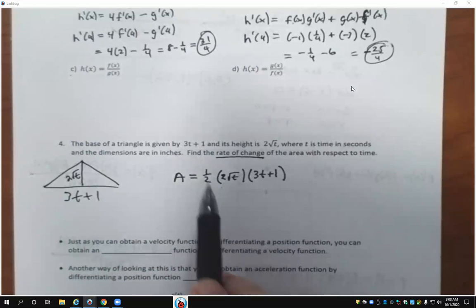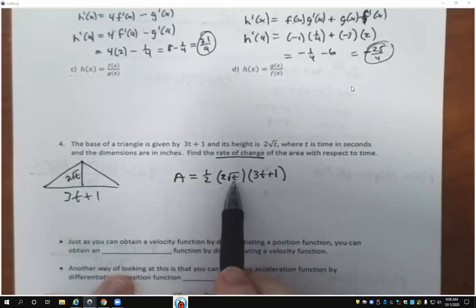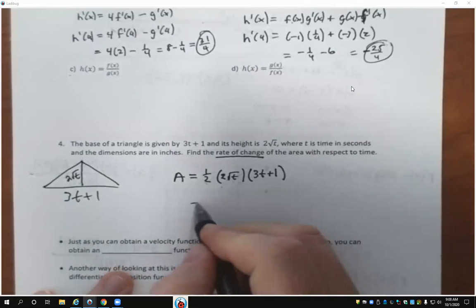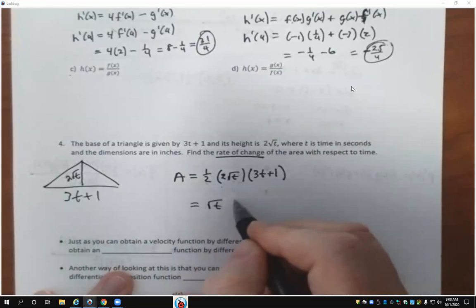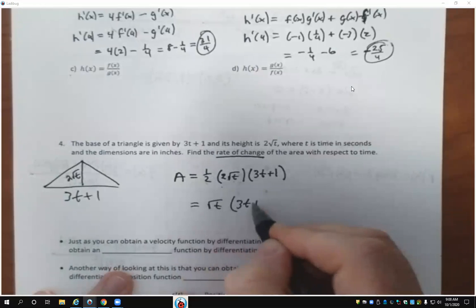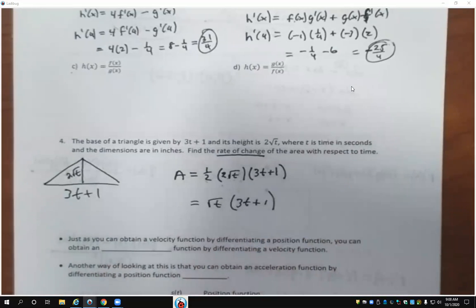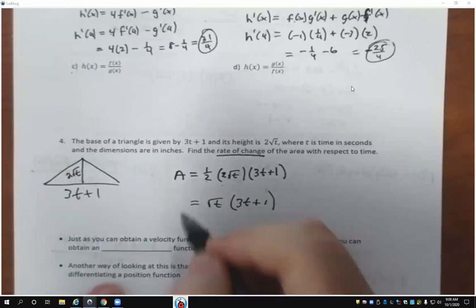All right, so I'm going to just go ahead and distribute this into this, right? This 1/2 and this 2 will make it a radical t times 3t plus 1. And then it's derivative from there, okay?